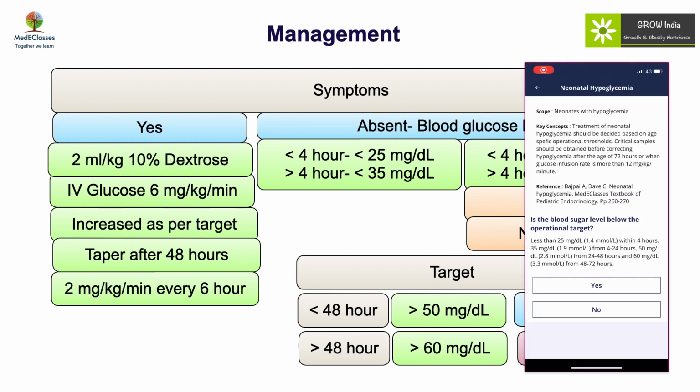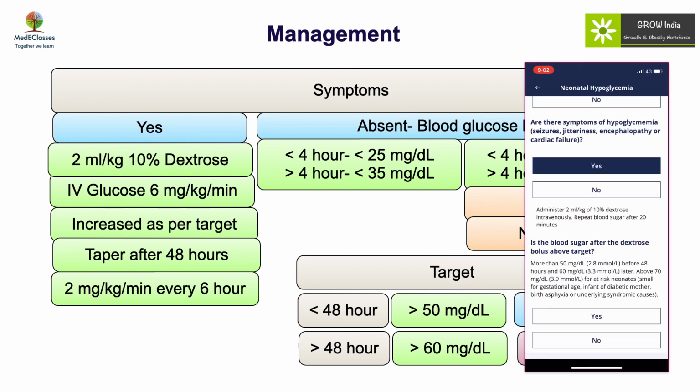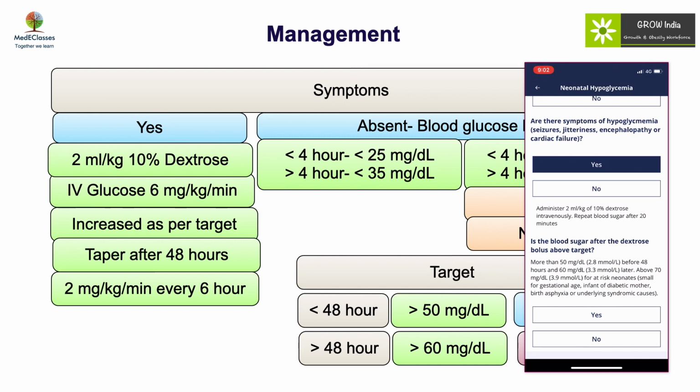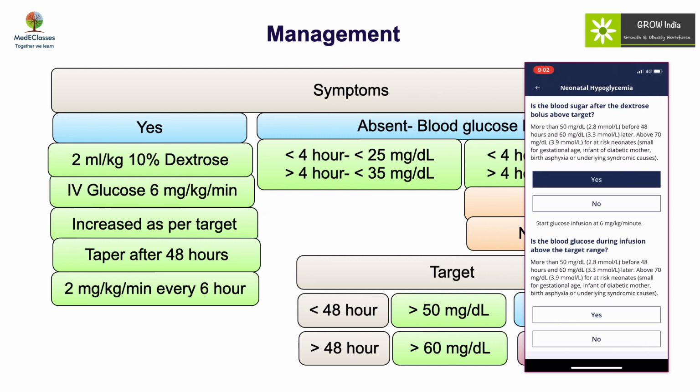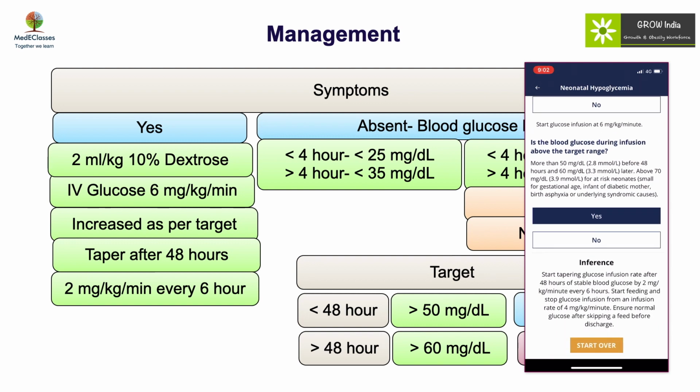And because this can be confusing, we have developed an algorithm which takes us through whether the symptoms are there or not, then whether the target is achieved or not, what is the glucose infusion, how do we taper, and go from there. So hypoglycemia is a common presentation in the newborn period, rare in the postnatal neonatal period, but very significant, and needs careful evaluation, management, and assessment.